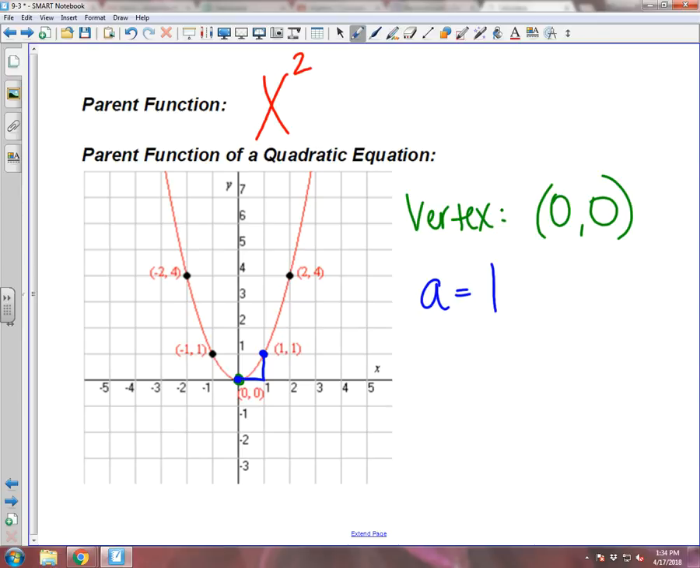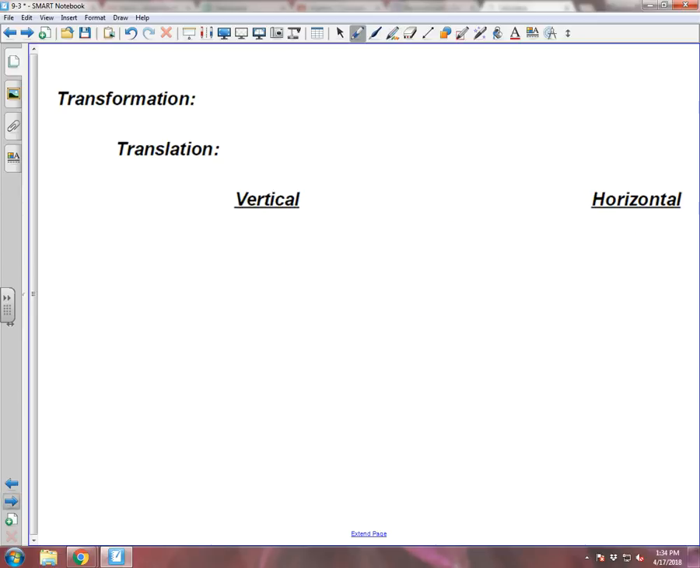Everybody doing okay? I'm going to show you how to change this graph today and how different numbers in different spots can change this graph. They are called transformations. Everybody see that vocabulary word up there? A transformation is a change in position or size. Specifically, today, we are only going to be changing the position, meaning we're going to be translating it.